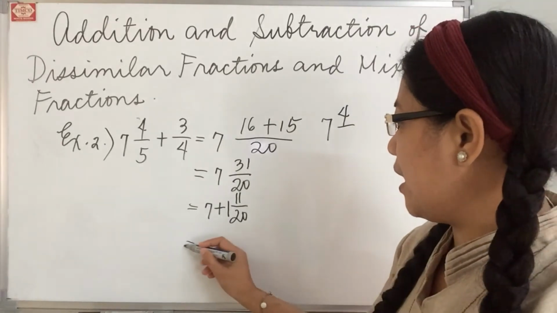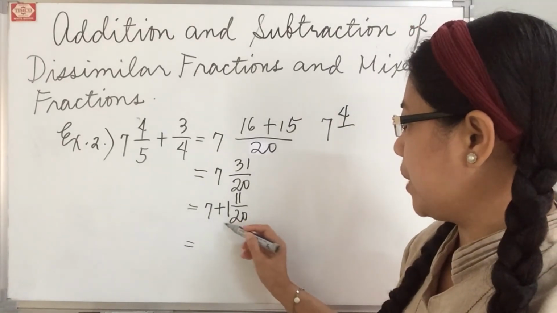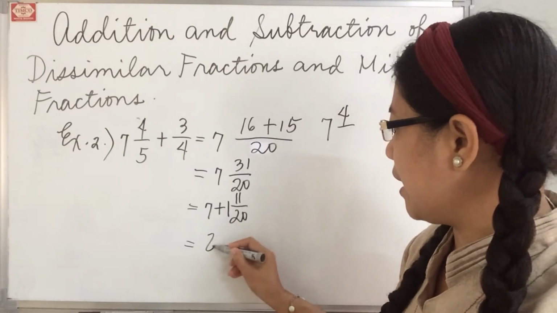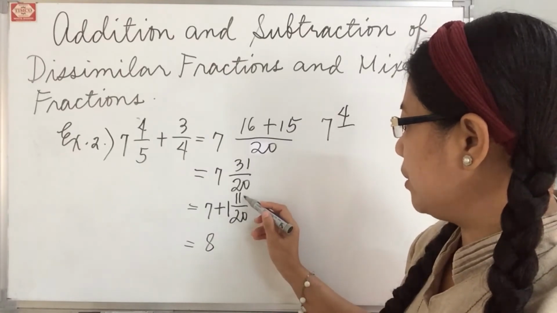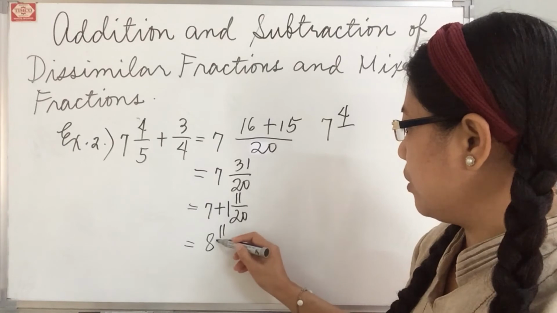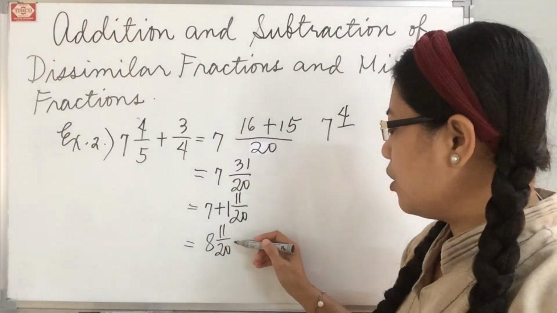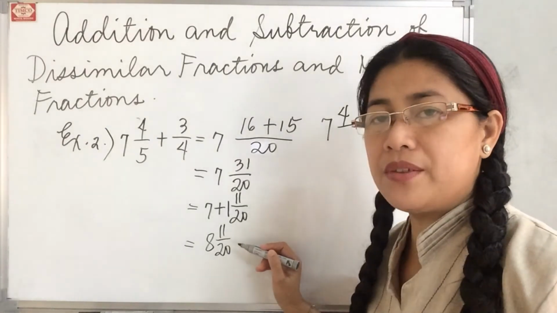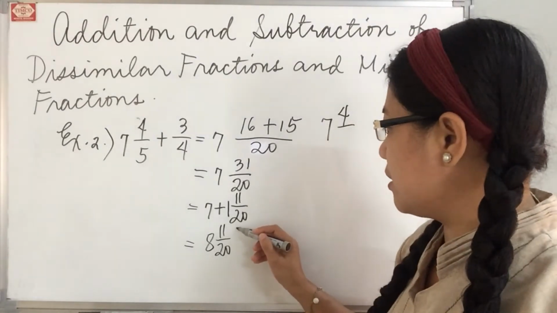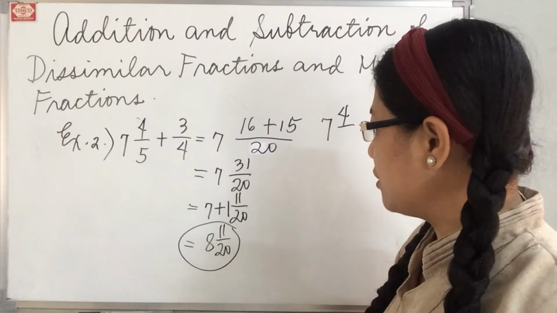Now, let's add the whole numbers. We have 7 plus 1, that is 8. And copy the fraction, which is 11 over 20. Okay, since 11 over 20 can no longer be reduced to lowest term, then this is now our final answer.